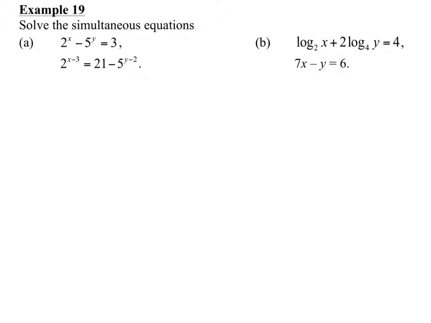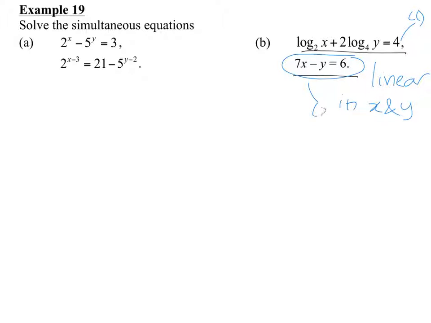In the same way, we can now analyze part B. In B, there are two equations. One thing you notice is that the second equation here is already a linear equation, linear in x and y. So basically we don't need to do anything to the second equation because it's already something we can deal with easily. So just look at the first one. Let me call this equation 1 and this one equation 2.